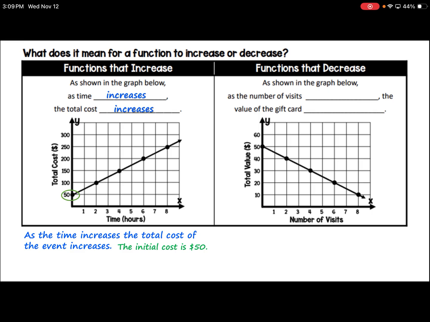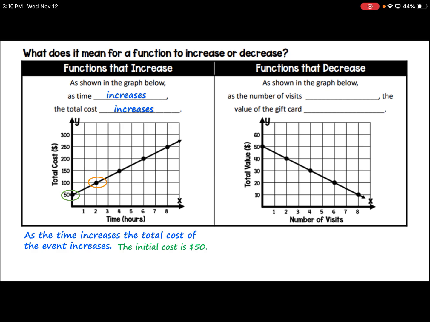Tell me what's happening here. What does that mean? The number of visits increase. Well, these aren't visits, these are hours. Oh, we're doing this one. Oh, you were reading the next one, my bad. Yeah, I thought you were. Yeah, we're doing this point. What's this point tell me?